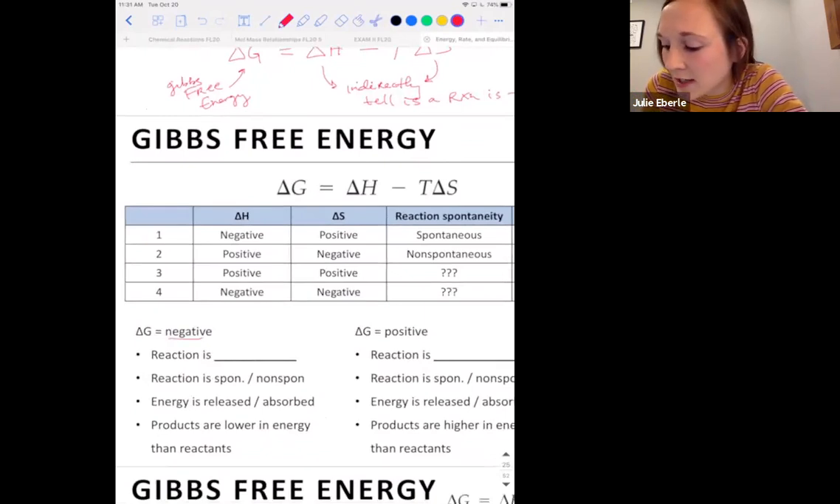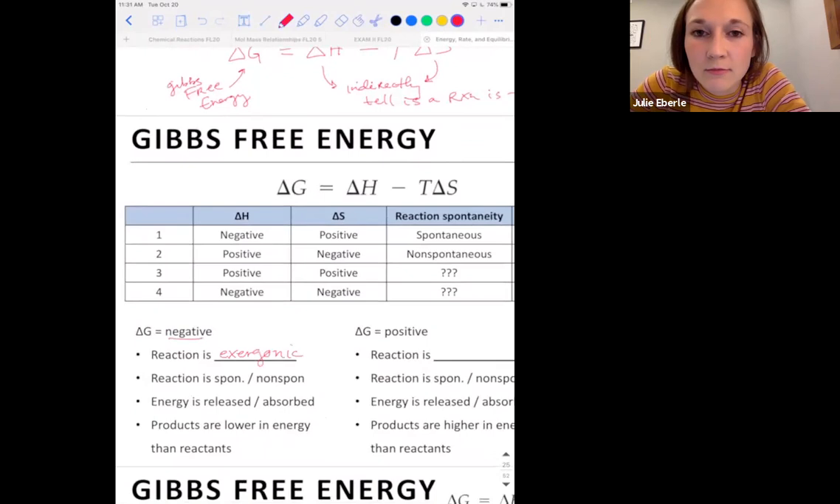A negative delta G is an exergonic reaction. Okay, we call a reaction with a negative delta G exergonic. And if you have an exergonic reaction, what that means is your reaction is totally 100% always spontaneous, favorable. It will happen.